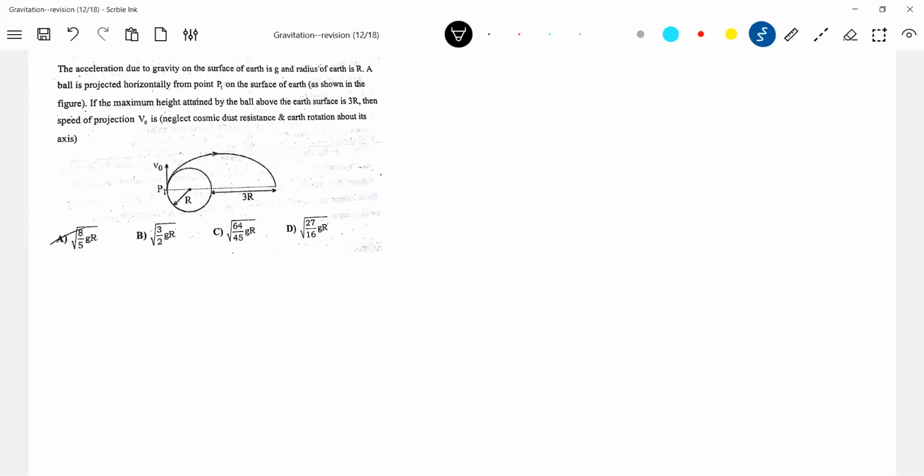If the maximum height attained by the ball above the surface is given, then find the speed of projection V naught. So what is the basic idea here? When the particle is here, the force F1 will act. When the particle is here, with V2, the force F2 will act. Can we apply that net torque is 0? So applying conservation of angular momentum, m V naught r should be equal to m V2 into 3r, or say 4r.